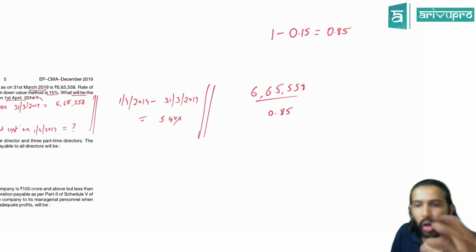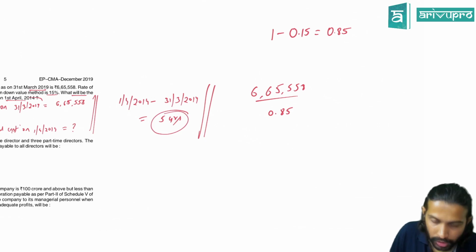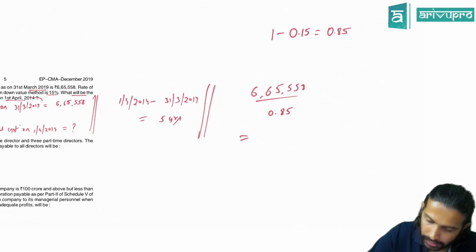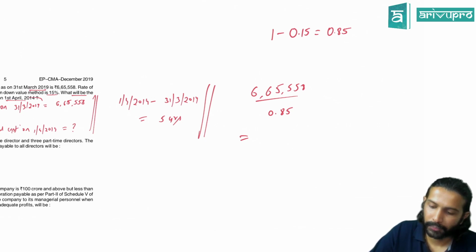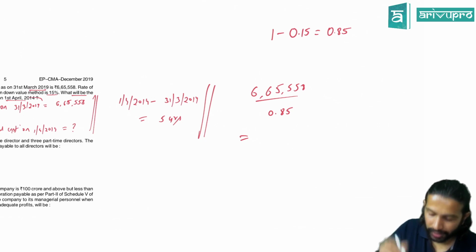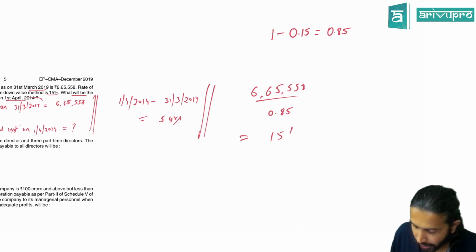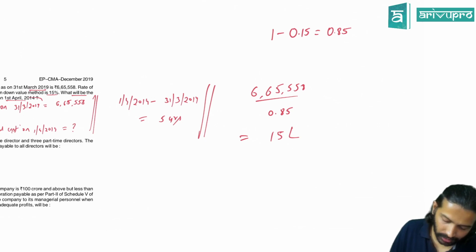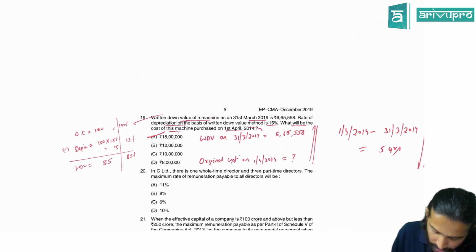How long ago did you buy the asset? 5 years ago. That means you divide by 0.85 5 times. Take your calculator. 6,65,558. Divide by 0.85. Again divide by 0.85, again, again, again. Divided 5 times. How much are you getting? You're getting 15 lakh. That is nothing but the original cost of the asset.